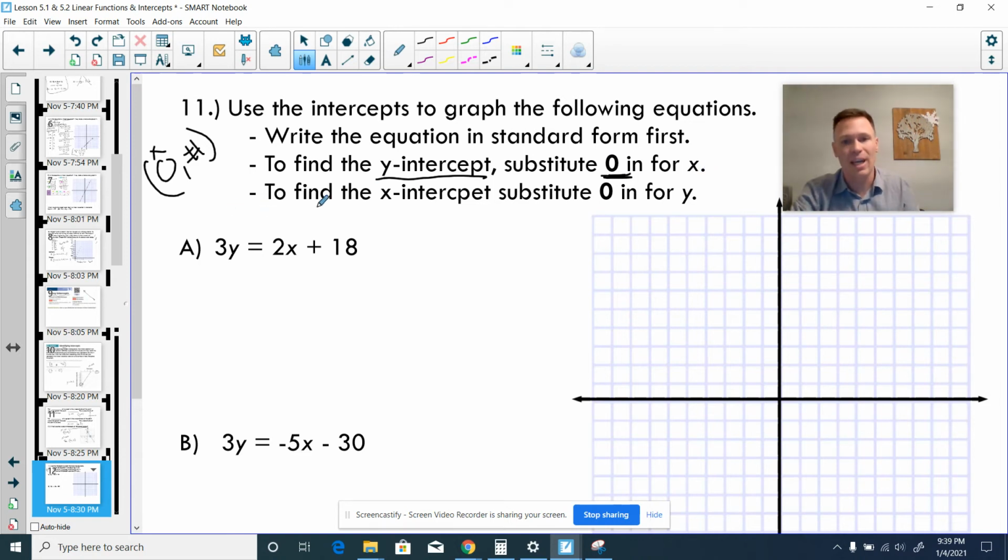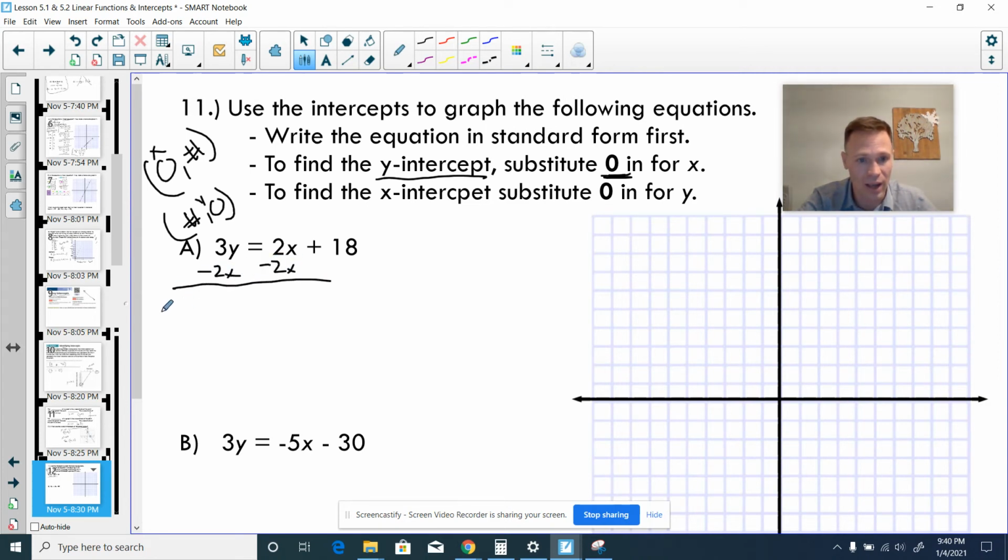So we're going to substitute 0 in for y. And then we're going to do the same thing for the x-intercept, where it is some number comma 0, and we're going to force y to be 0. So here's what it looks like. I have this equation, and it is not in standard form right now. So I have to subtract 2x from both sides in order to get it in standard form. So I'll have negative 2x plus 3y is equal to 18. Now it's in standard form.